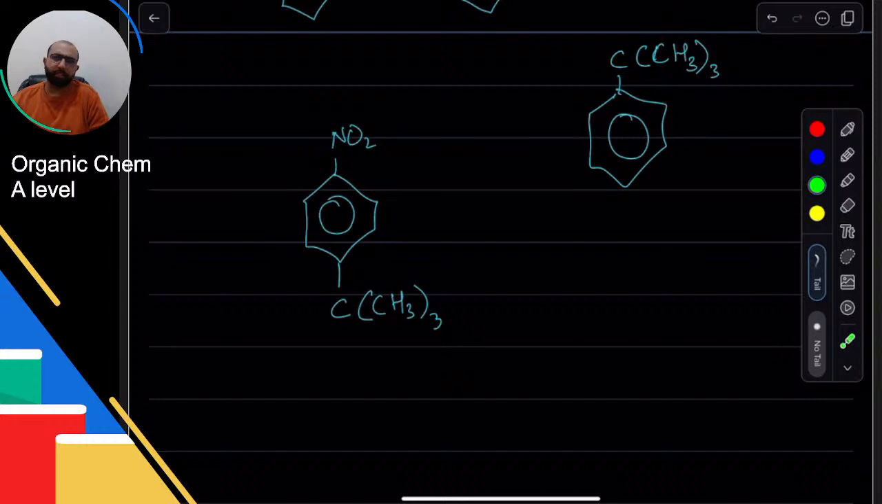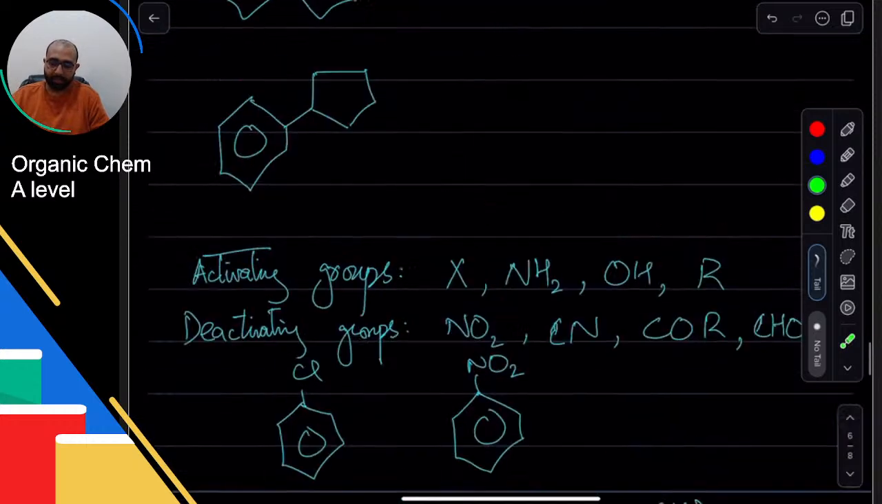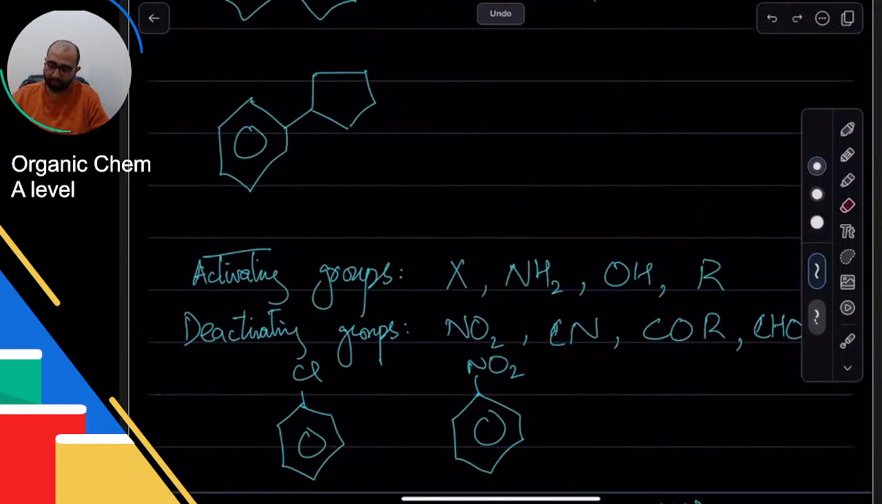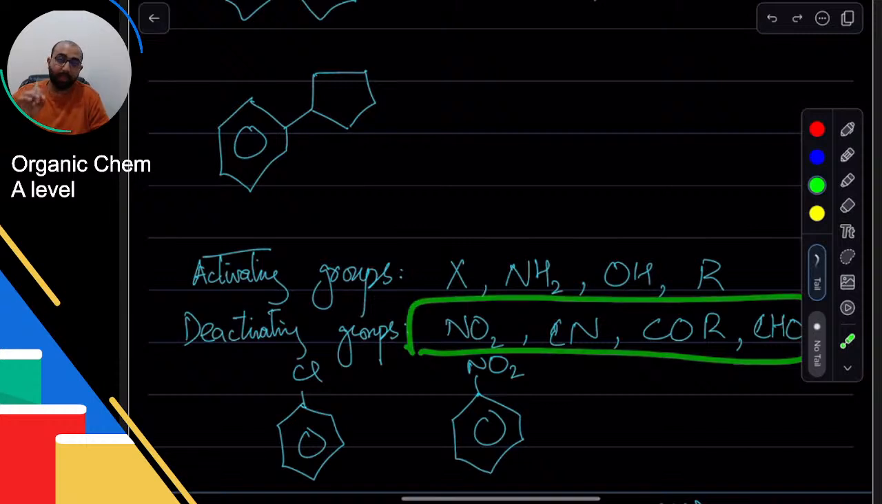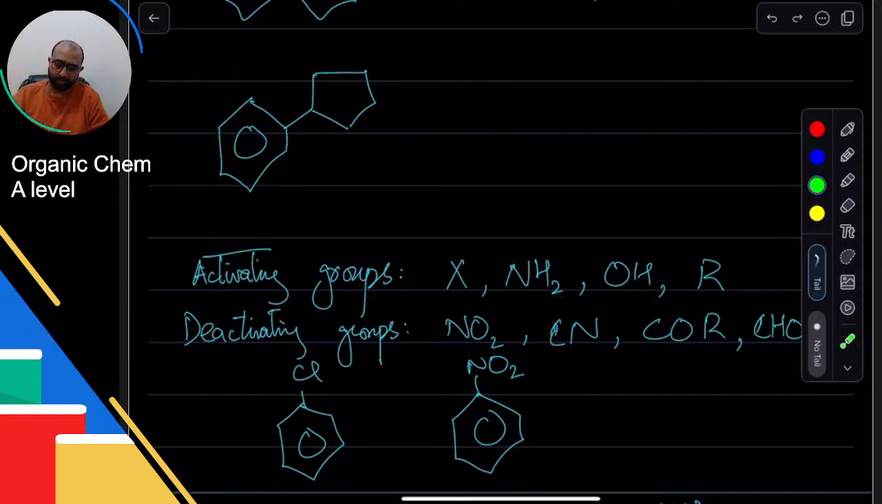Does it increase or decrease the rate? Of course. If the ring becomes more activated, the reactions are faster. If the ring becomes less activated, the reactions are slower. Which means that anything with these will have slower reaction than pure benzene. And anything with these will have faster reaction than pure benzene. So 2,4 directing are going to make it more reactive, and deactivating groups are going to make it less reactive or slower reaction. Okay? So that's basically how they react.